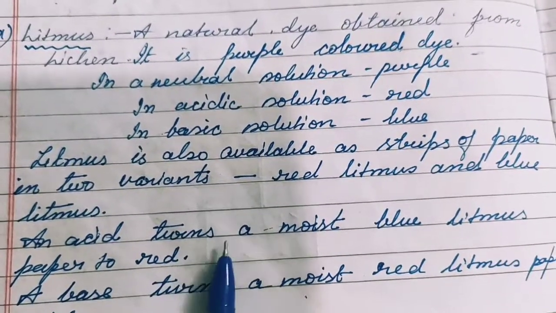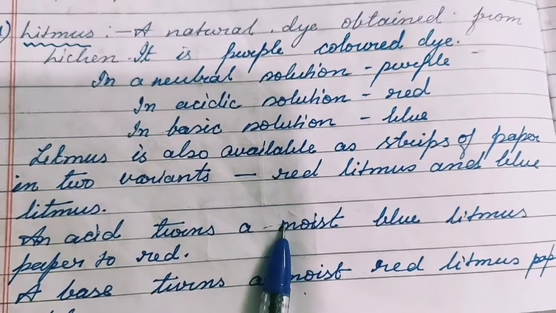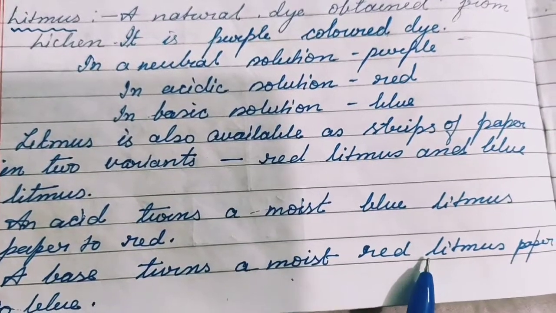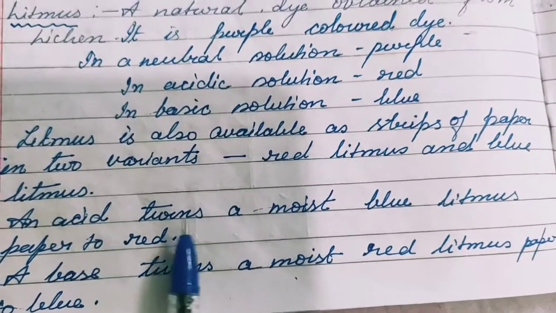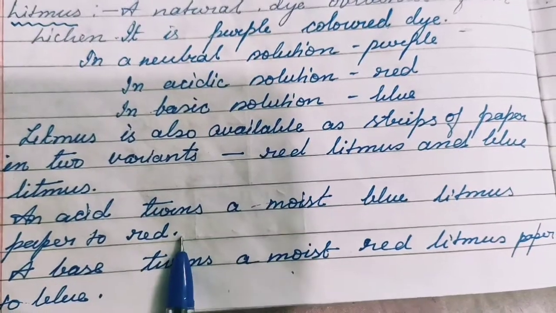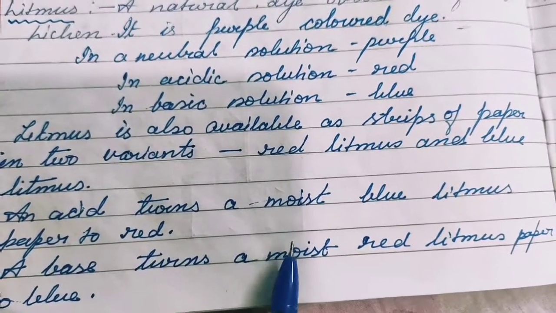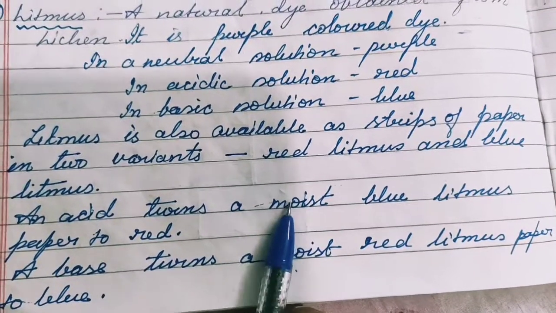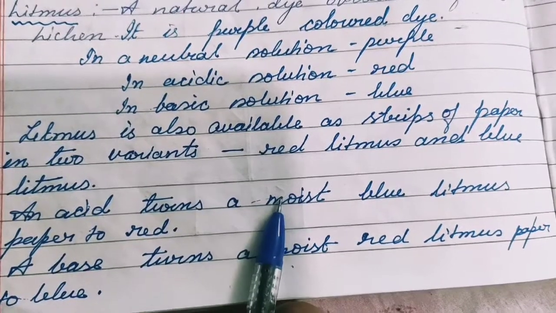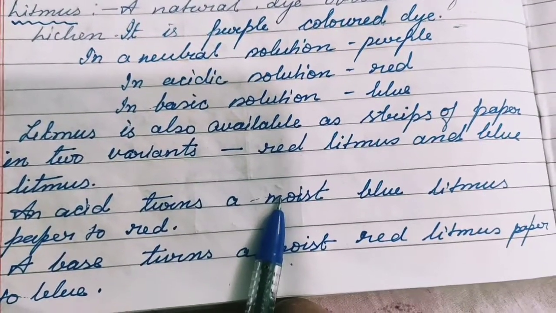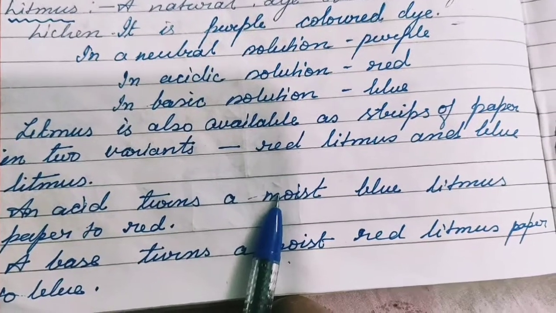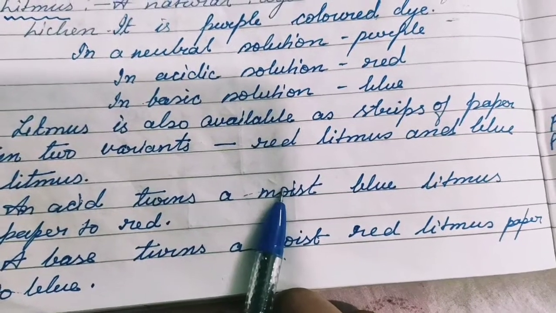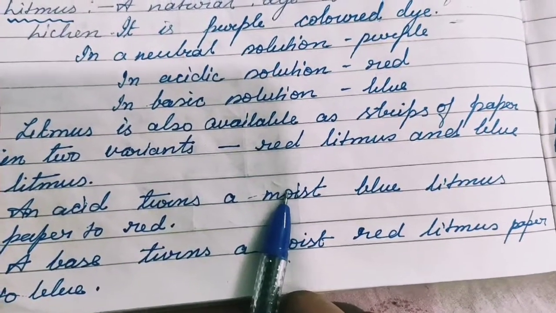Students, जब हम red litmus paper को base में add करेंगे तो वो blue color में change हो जाता है. ठीक है, see, you can see here, a base turns a moist red litmus paper to blue, and acid turns a moist blue litmus paper to red. Students, यहाँ मैंने moist mention किया है because litmus paper अगर dry है और acid भी dry है तो आपका टेस्ट आपको नहीं समझ में आएगा. तो बेटर होगा कि हम लिटमस पेपर को मॉइस्ट रखें, मीन्स थोड़ा सा उसको, या तो एसिड आपका एक्वस फॉर्म में हो, then only you can see the dissociation of hydrogen ion, and by that only you can come to know whether the substance is acid or base.